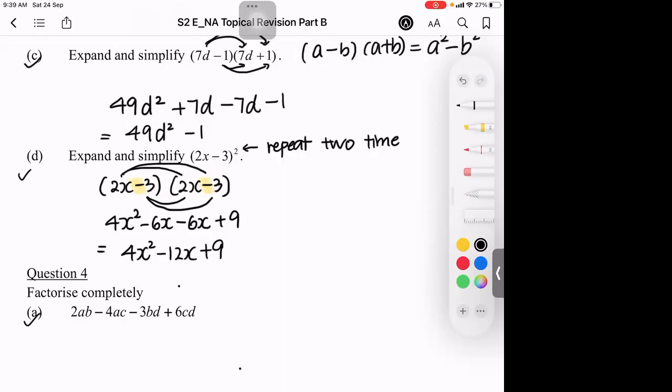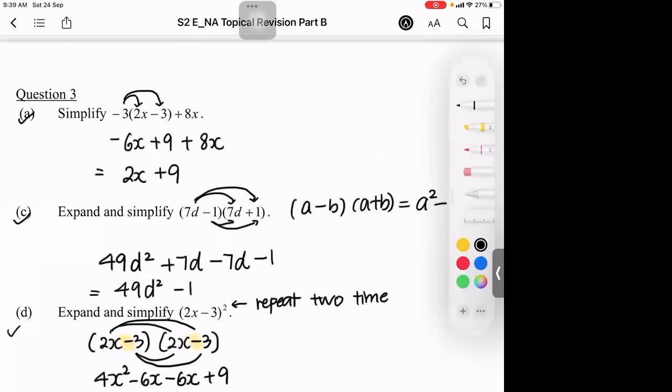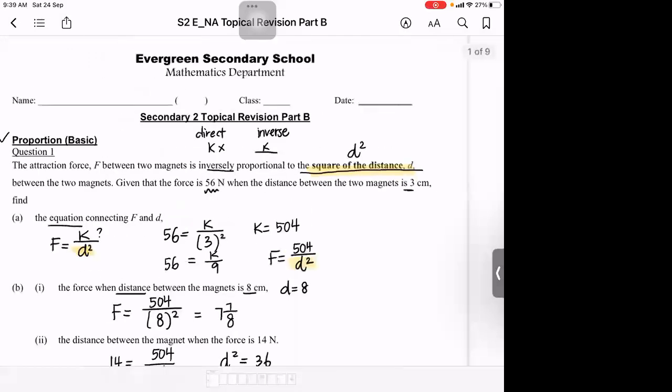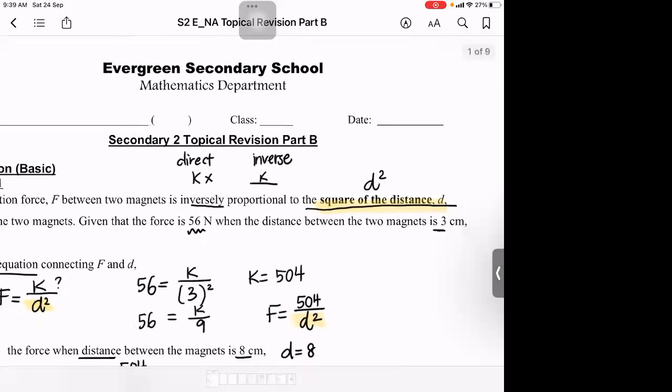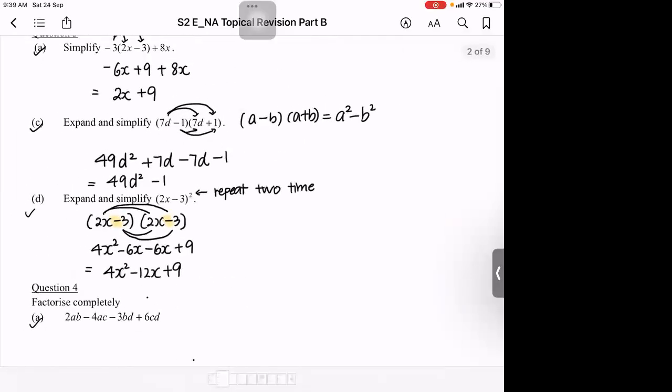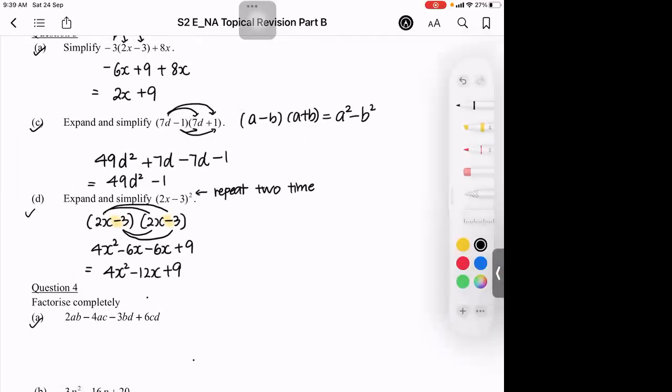Didi is joining. All right. Didi, we are doing the topical revision worksheet part B. I gave out the hard copy the other day already. I will skip some of the questions and do only some of the basic ones. So this one, basic expansion, you must know how to do.